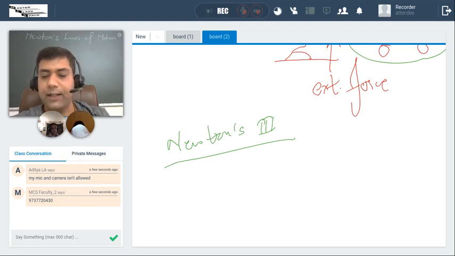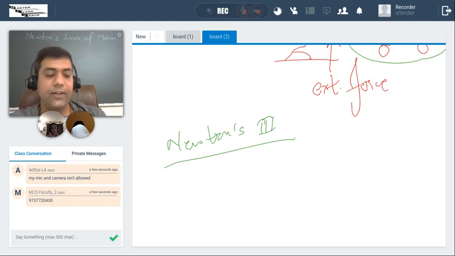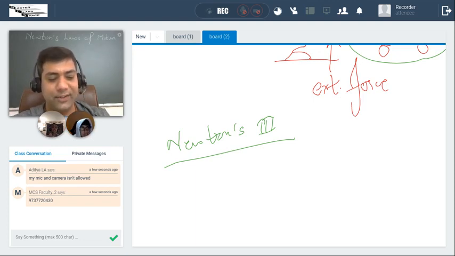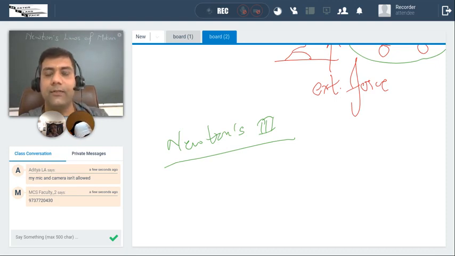Okay. I tell you the expression. For every action, there is an equal and opposite reaction. Oh wait, isn't there something like unless acted upon by an external force? No. Where is external force? All these things come into the picture when we talk about a system, basically. Got it? So here we are, for every action.